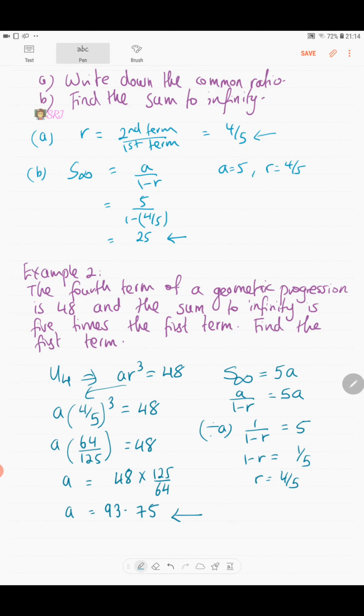So we just have to apply the formula for the fourth term of a geometric progression and the formula for sum to infinity. We have two equations which we solve simultaneously. So here we obtain r as 4 over 5. We replace it in this equation. We obtain a as 93.75.